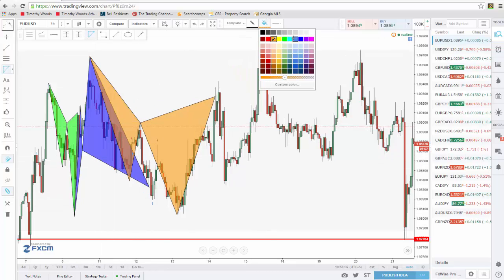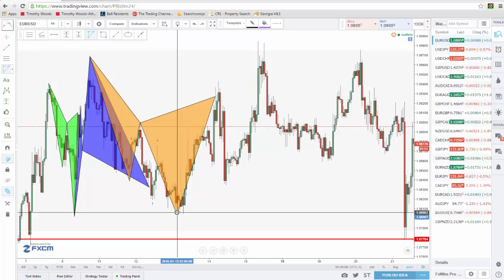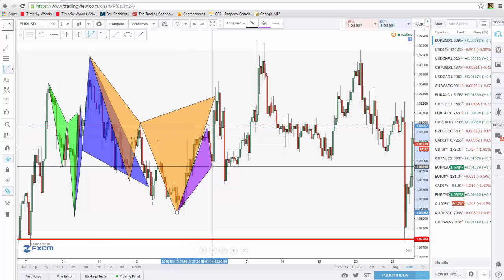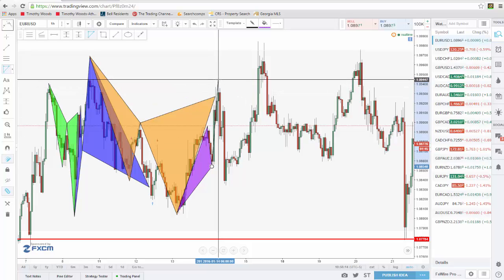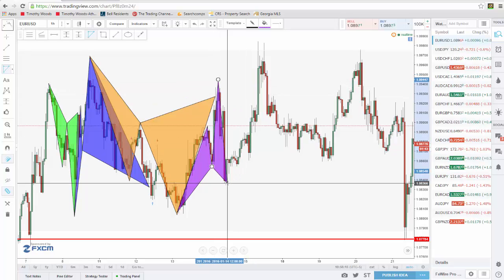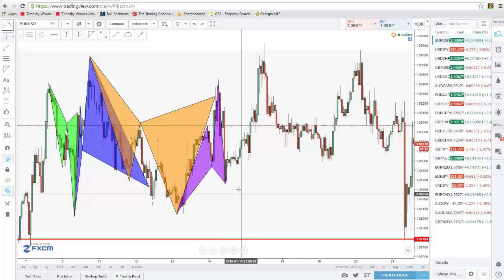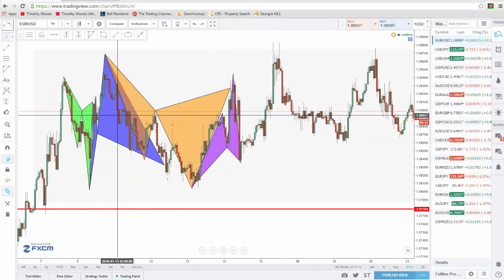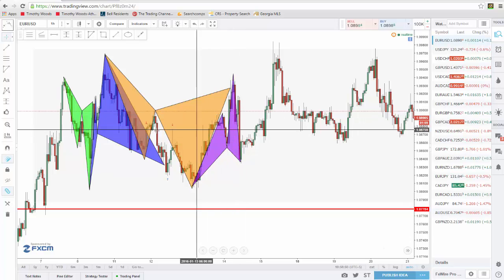Can anyone guess what we had next? I'm running out of colors. I'm going to use purple. Next, we have another cipher pattern. X to A to B, B to C, CD completion right here. Also running up to hit target. And here we are. 1, 2, 3, 4 cipher patterns in a row.